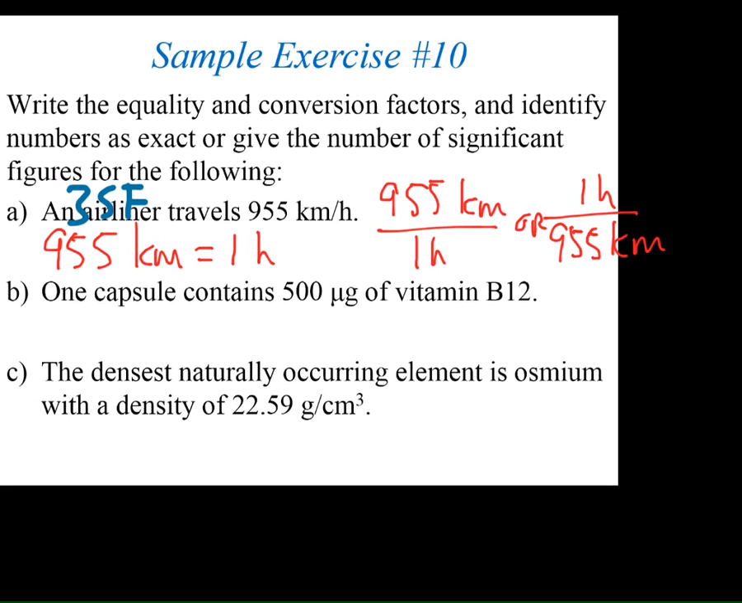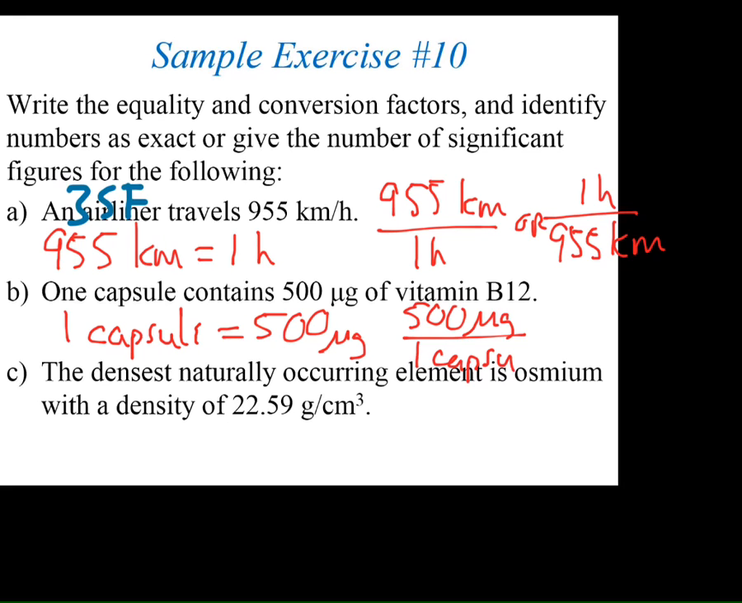Okay, how could I pull out some kind of an equality out of the next one? A capsule contains 500 micrograms of vitamin B12. 500 micrograms per 1 capsule. Yeah, so 1 capsule equals 500 micrograms. Yes, you could write it like you said. You could write it as 500 micrograms per 1 capsule, or the other way, right? 1 capsule, right off the edge of the screen, is 500 micrograms.